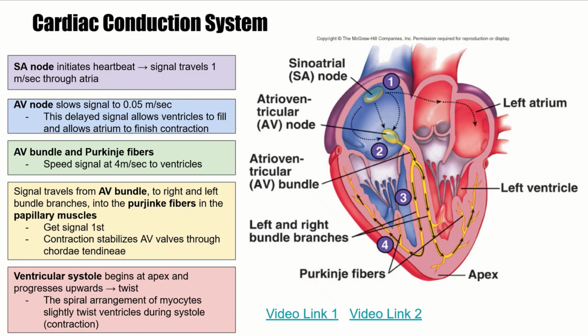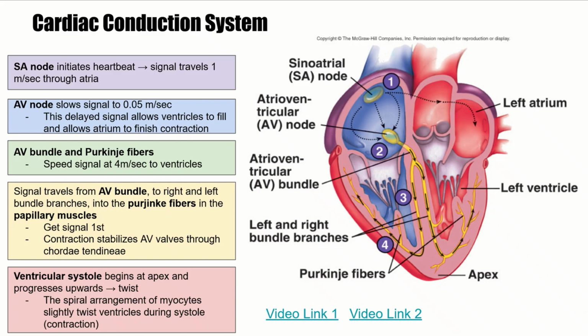Now, the SA node, located near the superior vena cava in the right atrium, initiates the heartbeat. Electrical signals will travel through the atria, sending that signal across to the left atrium and to the AV node, which slows the signal down, allowing for the ventricles to fill and for the atrium to complete atrial systole.